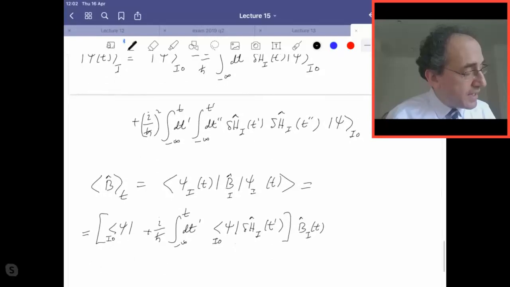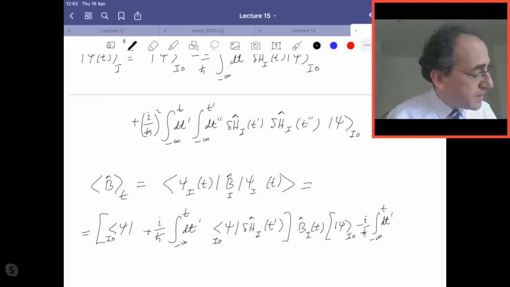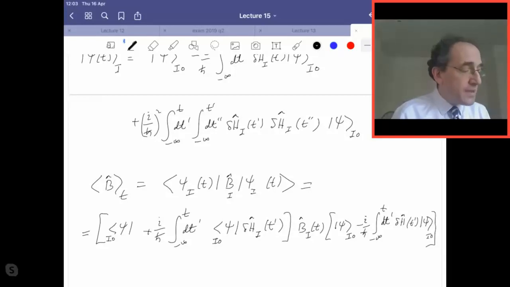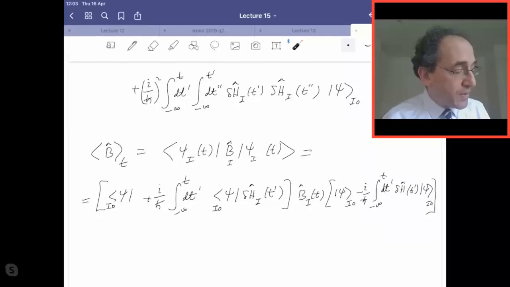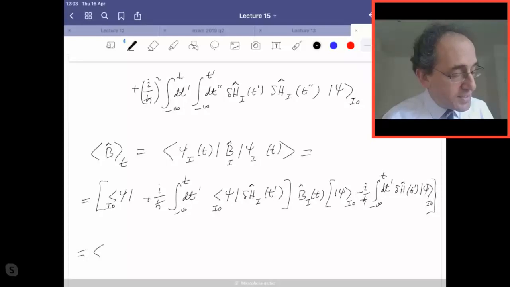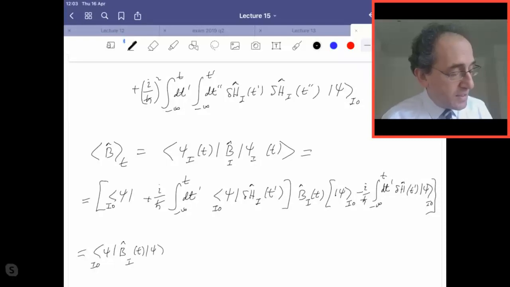And then on the right-hand side, we will have the ket I zero plus, oops, I guess it's minus, minus I over H bar integral from minus infinity to T dt prime, delta H hat T prime, and psi I zero. Okay? And then there will be higher order terms as well, which I'm dropping. So we can look for the result order by order. The leading term will have no delta H's, so we'll just have this time-independent ket here, this time-independent ket here, and B I of t. So the leading term is I zero psi B hat I of t psi I zero.